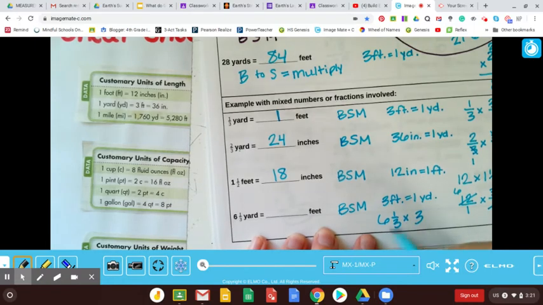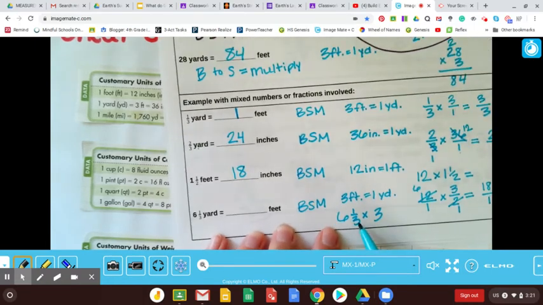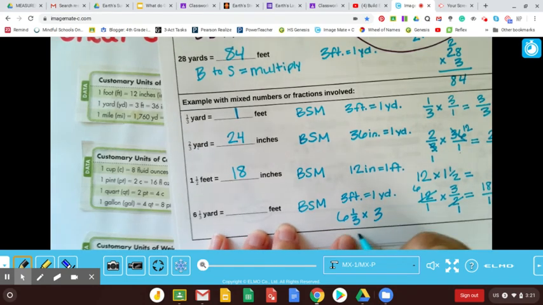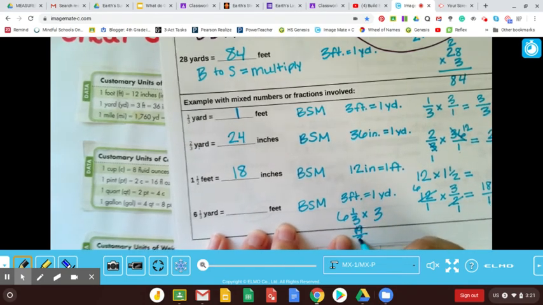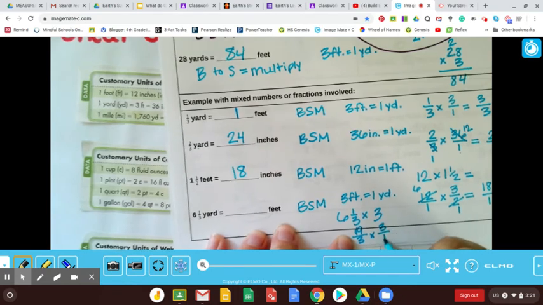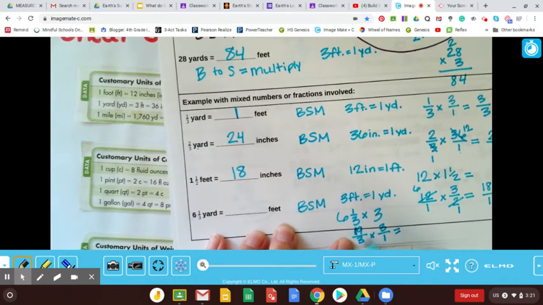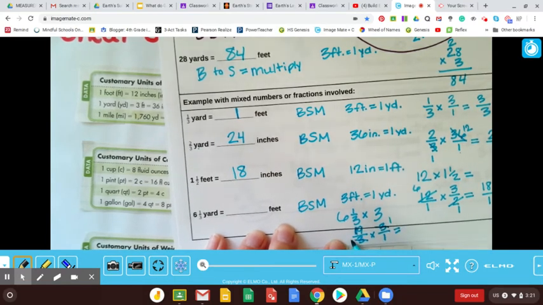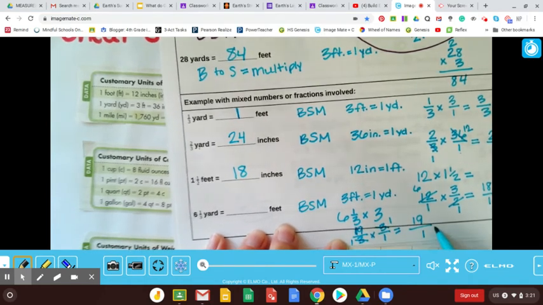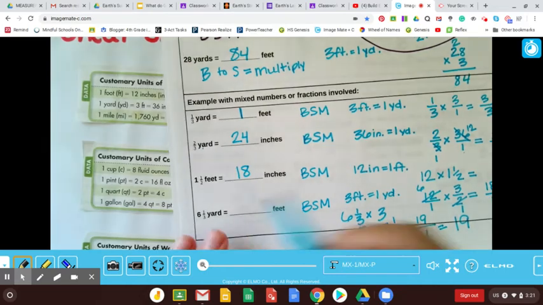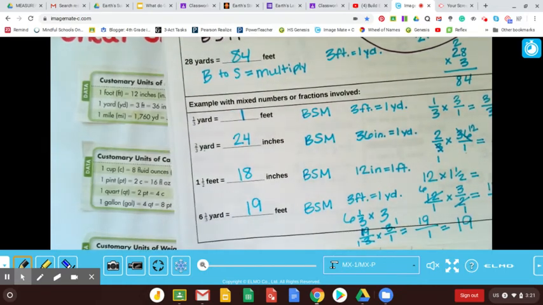Okay, I like to convert this mixed number into an improper fraction. 3 times 6 is 18, plus 1 is 19. So it'd be 19/3 times 3 over 1. And then I can actually cross cancel, and both of these get reduced to 1. 19 times 1 is 19. 1 times 1 is 1. So our answer would be 19 feet. And that's that. All right.